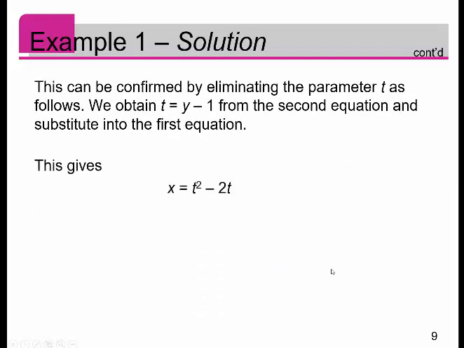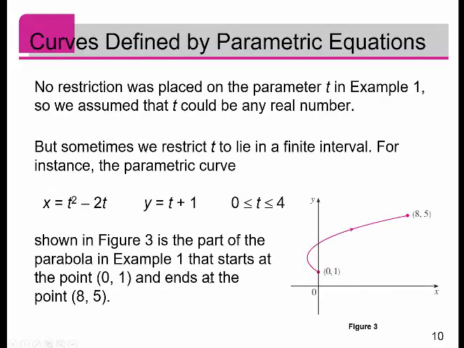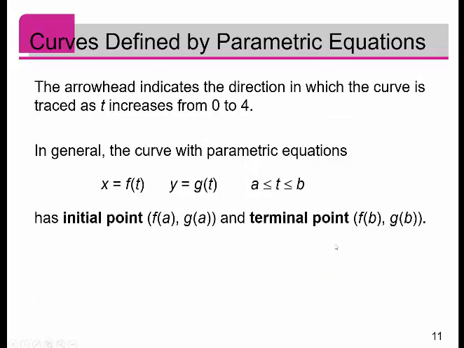And sorry, let me get back there. All right, and so this right here is just a finite interval for our parametric equation. This would be like saying, hey, what does the particle movement look like from 0 seconds to say 4 seconds? And it would look like that. The arrowhead indicates the direction in which the curve is traced as t increases, obviously.